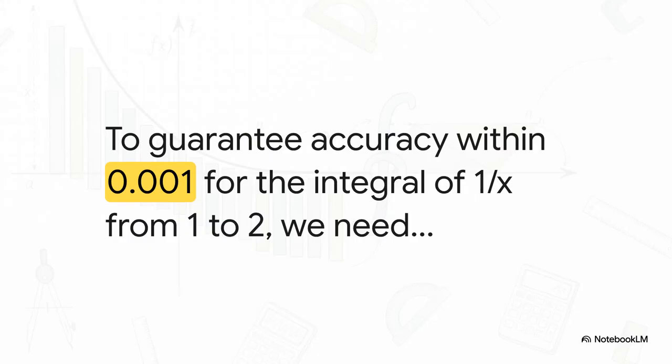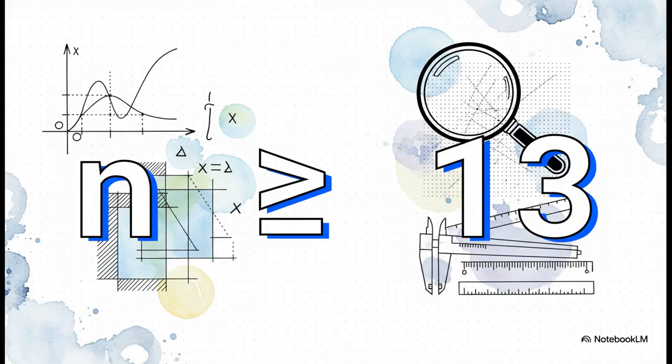Let's make this real with one final example. Imagine we need to approximate the integral of 1 over x from x equals 1 to 2. And here's the catch. We have to guarantee that our answer is accurate to within 0.001. How many trapezoids are we going to need? Well, for this particular function on this interval, it turns out that the max curviness, our k value, is 2.